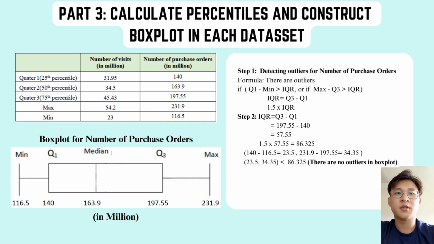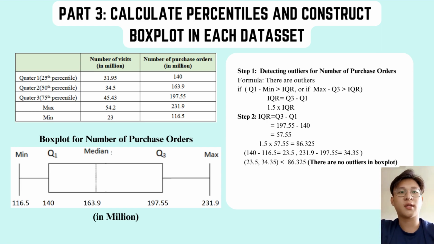For the purchase order box plot, you can see the table, and we can see the quartile 1 of the purchase order is 140. Quartile 2 is 163.9. Quartile 3 is 197.55. The maximum data of the number of purchase orders is 231.9, and the minimum is 116.5.